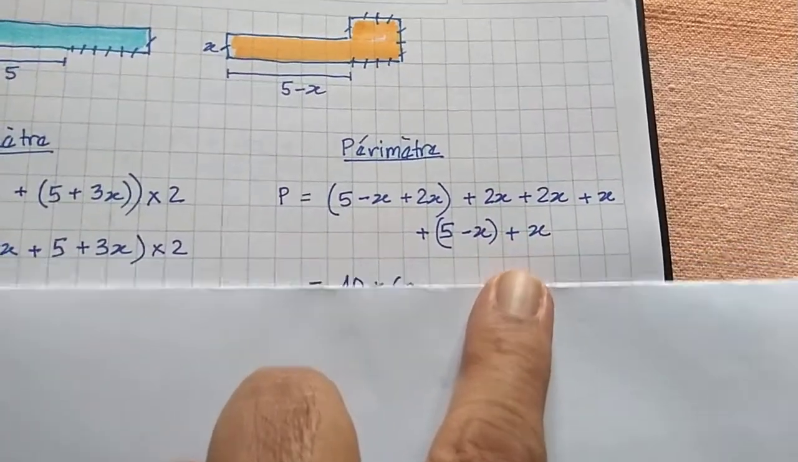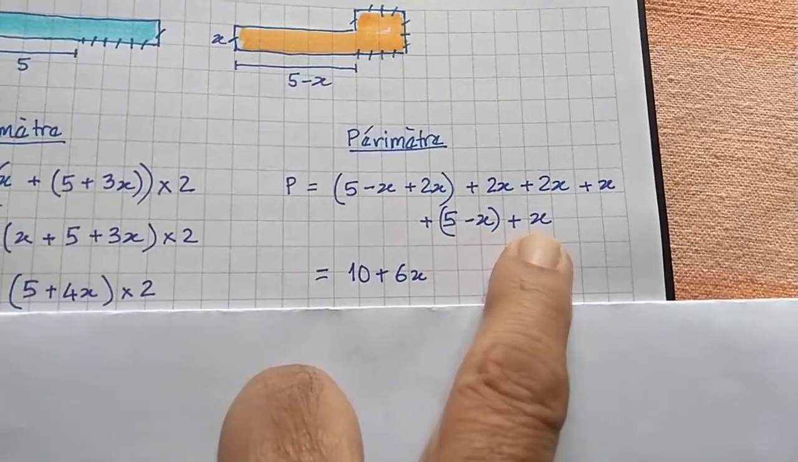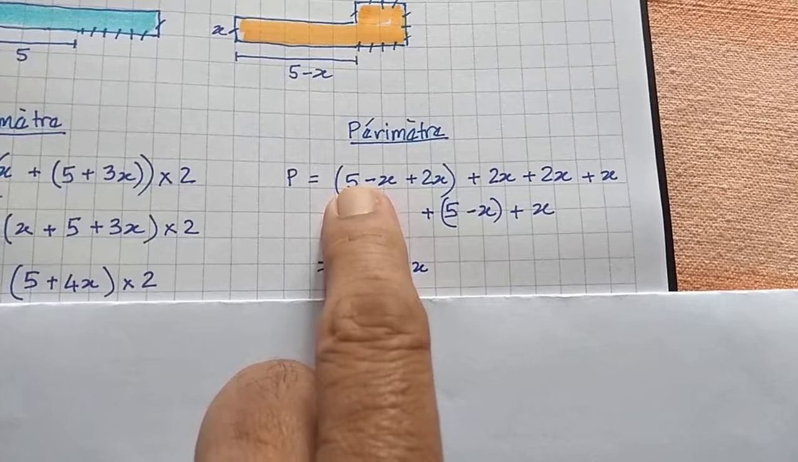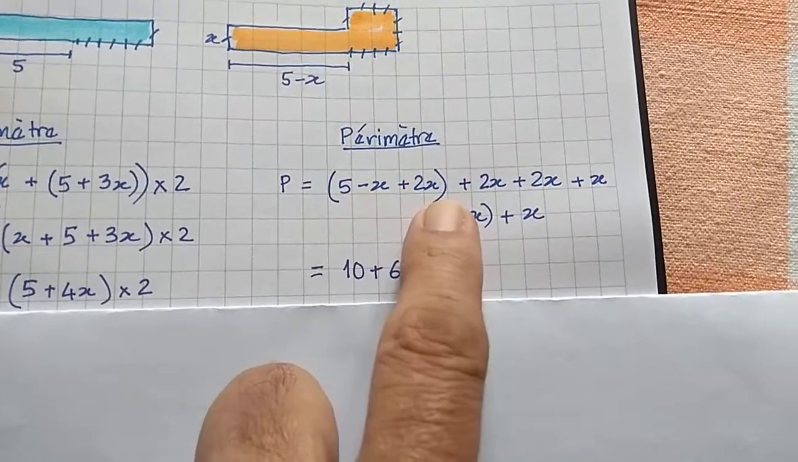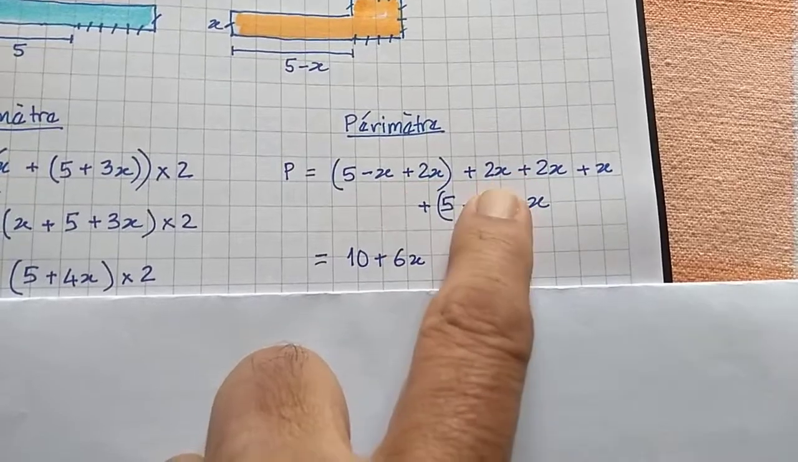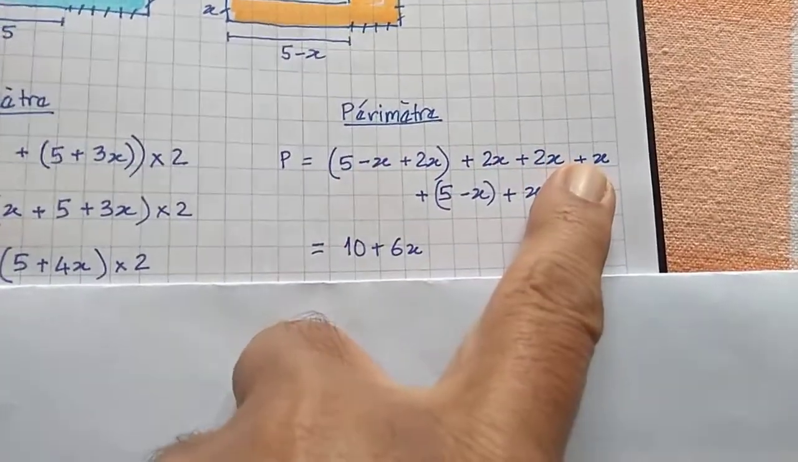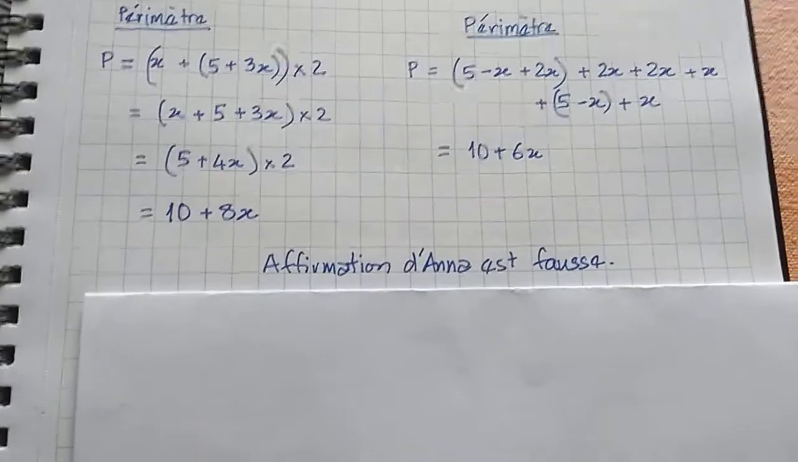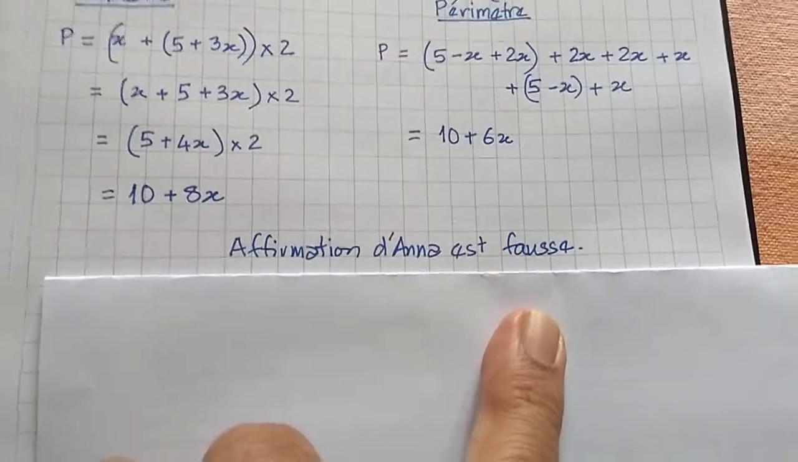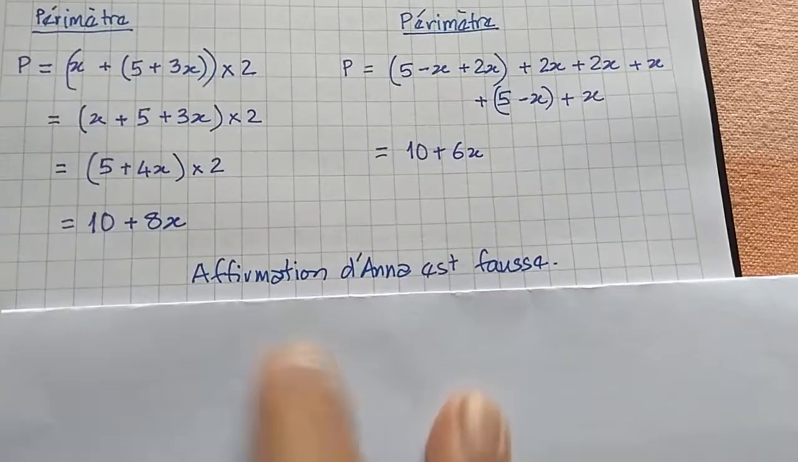So now let's develop this. This is very simple. If you open the brackets and you count, it'll come to 10 plus 6x, because there's 5 and 5, those are the only non-x terms. All the others, if you add up, 2x plus 2x plus 2x gives you 6x, minus x plus x cancels out, minus x plus x cancels out, you get 10 plus 6x. So then you write here, affirmation d'Anna est fausse. This is not equal to this, donc affirmation d'Anna est fausse.